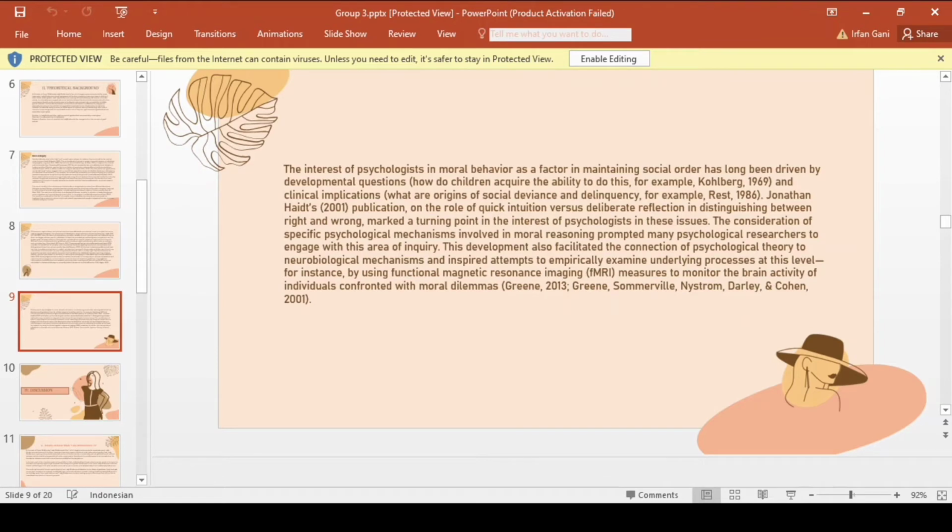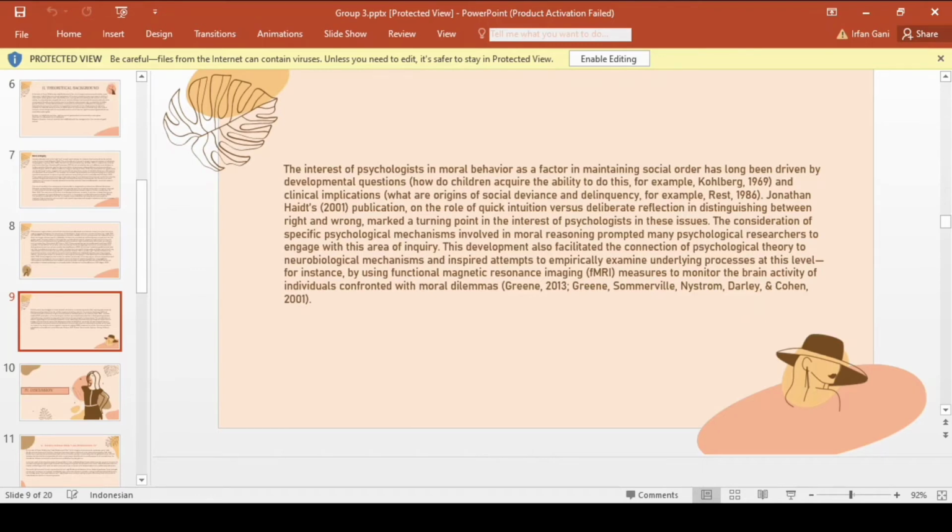The interest of psychologists in moral behavior as a factor in maintaining social order has long been driven by developmental questions, for example, how do children acquire this ability, and clinical implications, like what are the origins of social divides and delinquency. Jonathan Haidt's publication on the role of quick intuition versus deliberate reflection in distinguishing between right and wrong marked a turning point in the interest of psychologists in these issues.